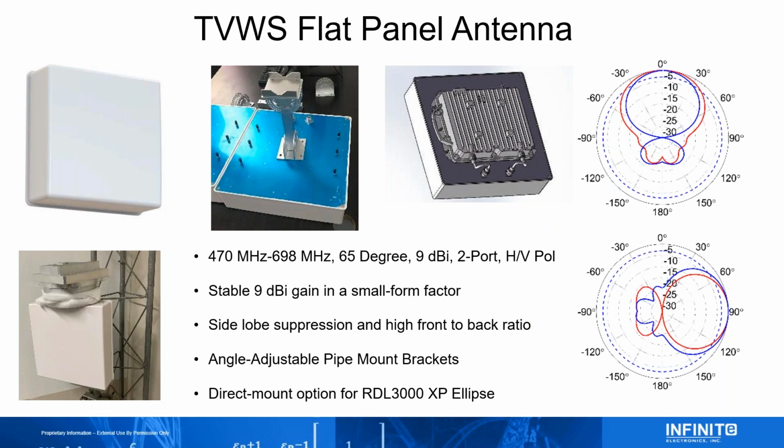Now here's our TV white space flat panel antenna. You actually get a little bit higher gain out of this because it's a little bit bigger in the horizontal and vertical directions. This is a great little solution. We have the option to mount the Redline radio directly to the back. This works for the Gen 1 version for the SMs, and then I think there's a Gen 2 version, which is now a smaller form factor that won't direct mount.